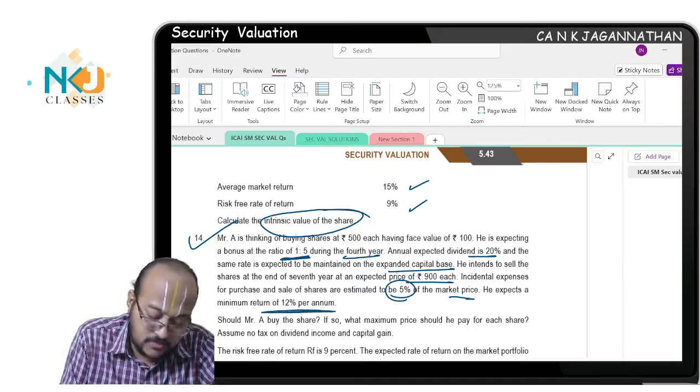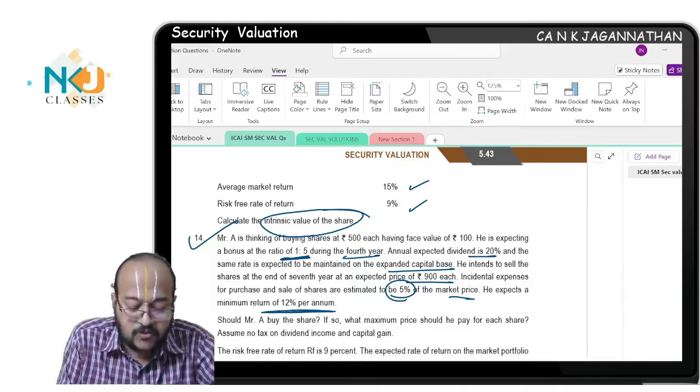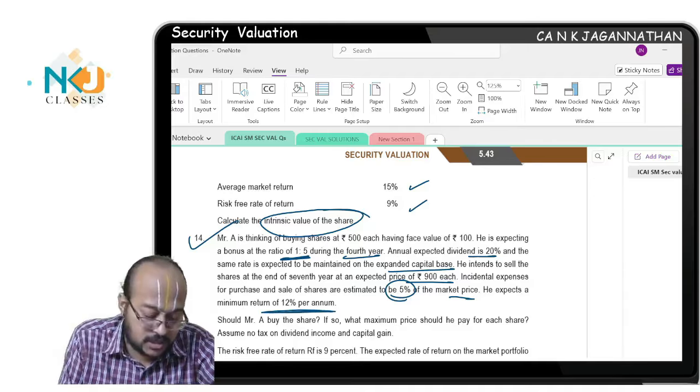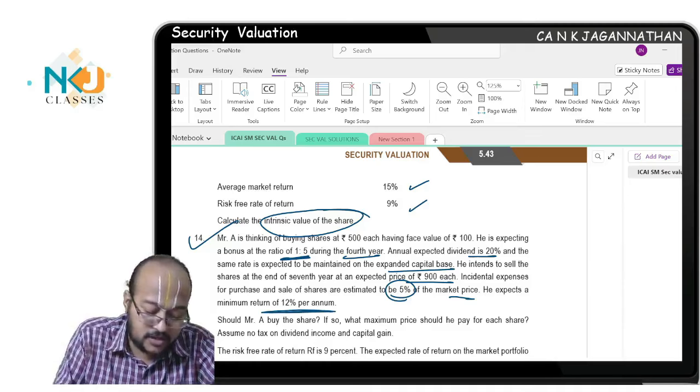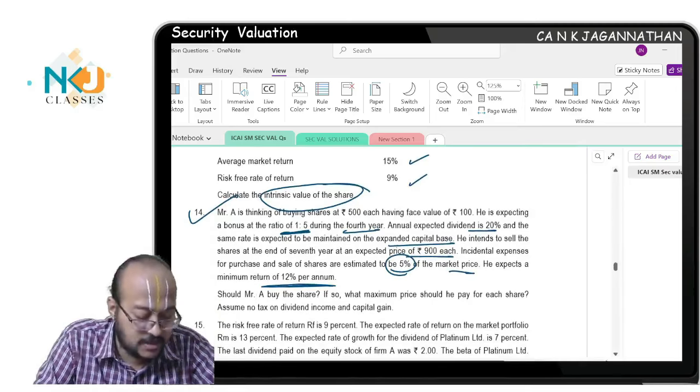He expects a minimum return of 12% per annum. Should A buy the share? If so, what maximum price should he pay for each share? Assume no tax on dividend income and capital gain. This is the question being asked. See, very simple.